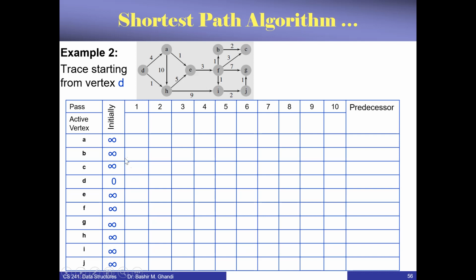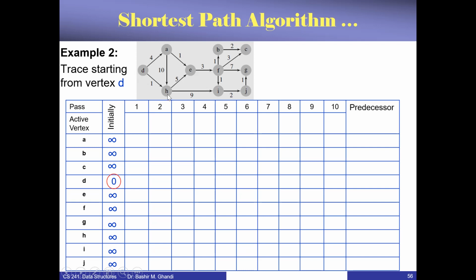And the algorithm simply says, determine which of these is the smallest, in this case 0. So position yourself at D, and ask yourself where can you reach? Well, we can reach A with a cost of 4, so 0 plus 4 is 4, and we can also reach H with a cost of 1.